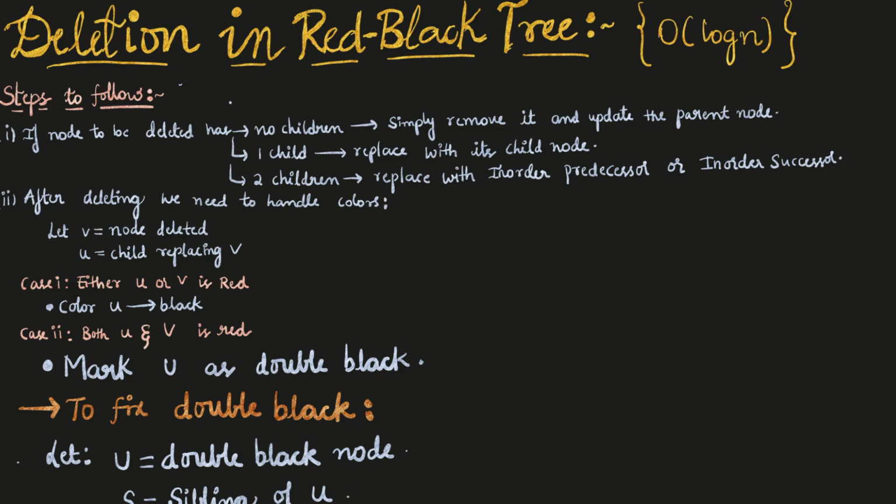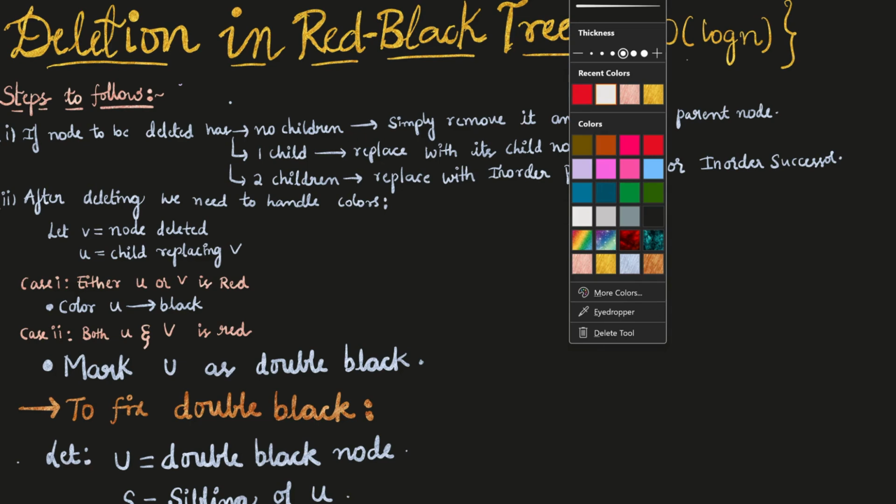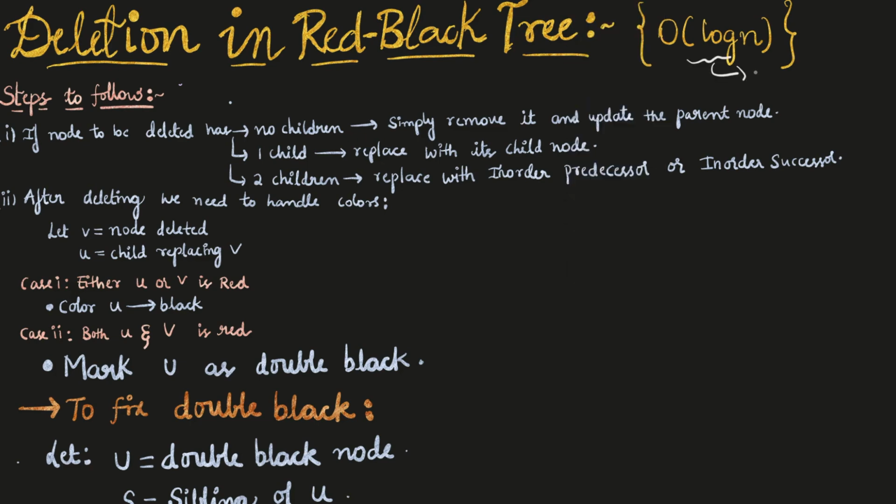Order of log n represents the time complexity of deletion in a red-black tree. Now the steps to follow to delete in a red-black tree are the same as you do in a BST, like if there is a leaf node.